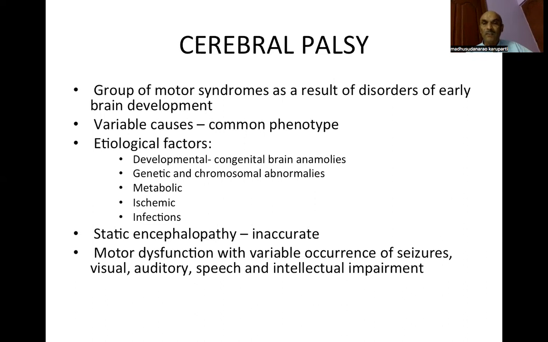Motor dysfunction with variable occurrence of seizures, sometimes associated with other morbidities like visual and auditory disturbances, sometimes complicated by seizures, feeding problems, speech and communication problems, and behavioral abnormalities.